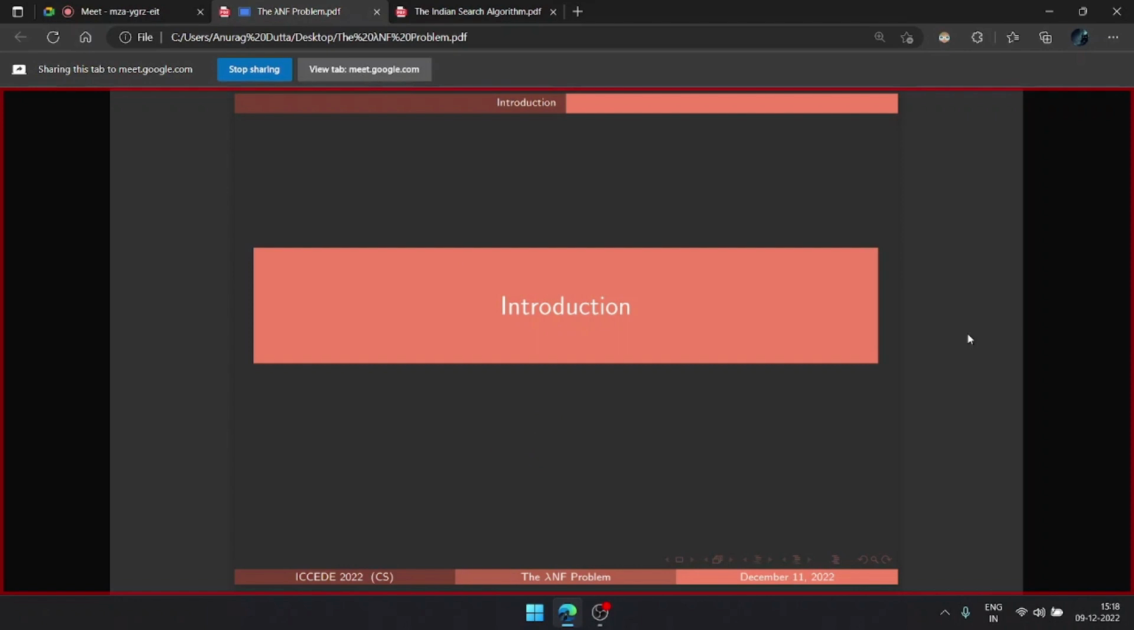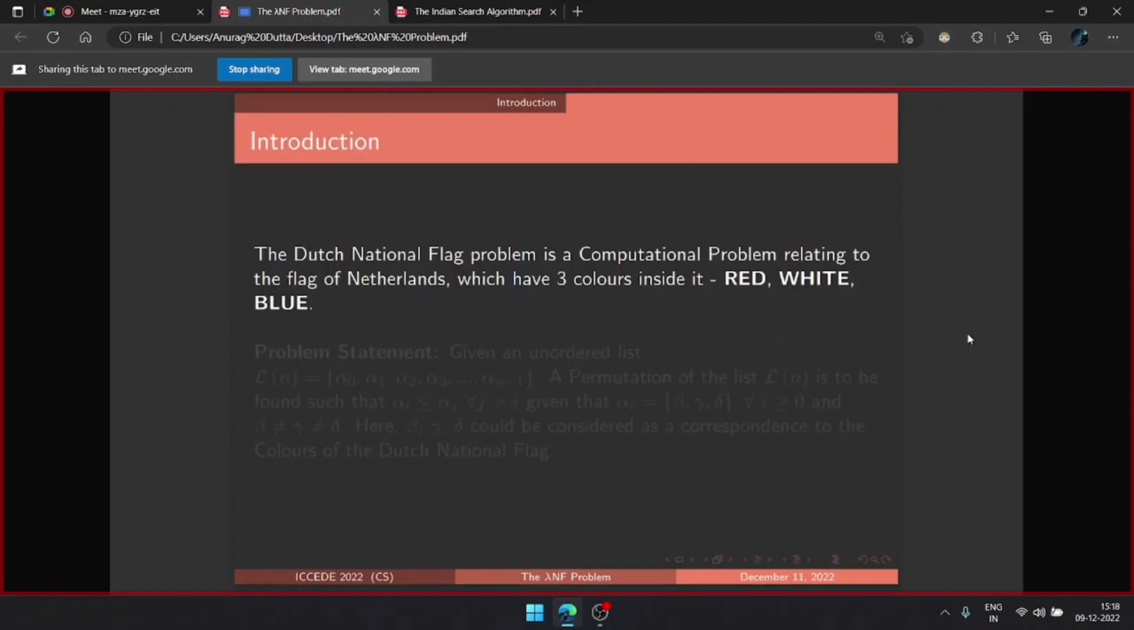Firstly, I would be talking about the introduction. This paper is about the Dutch national flag problem. I have extended that problem to something which could be applied to a flag having lambda colors. As we know, the Dutch national flag problem is a computational problem relating to the flag of the Netherlands, which has three colors: red, white, and blue.